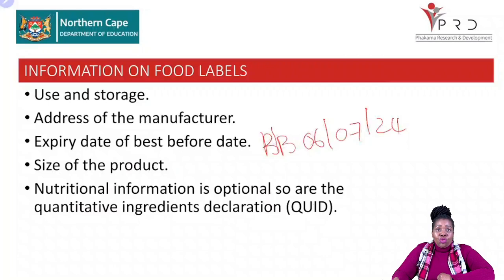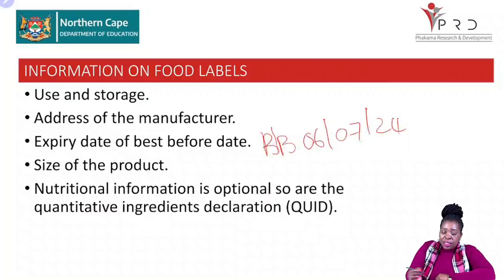What size do you want? Then I would say, go and buy me 1 liter of milk. So this is the size of the product. It is important that the food labels come with the size so that we know exactly which size we want.